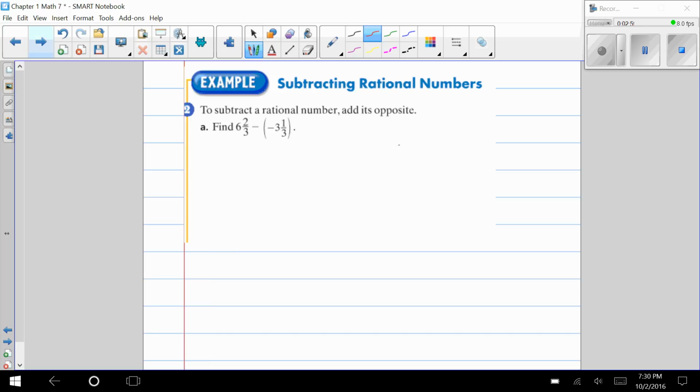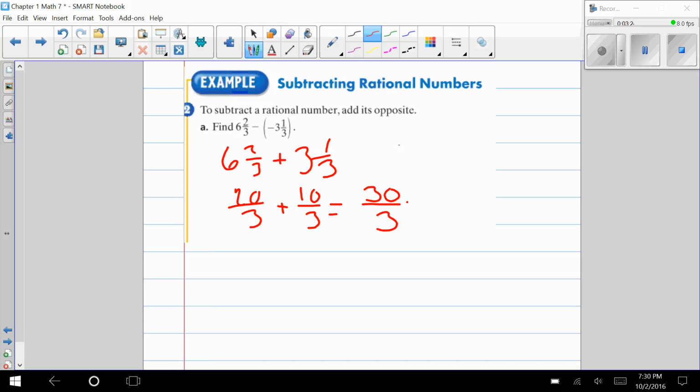To subtract, just like with integers and decimals, we add the opposite. This problem becomes 6 2/3 plus positive 3 1/3. Let's rewrite these as improper fractions. 6 2/3 becomes 20/3. 3 1/3 becomes 10/3. Add my numerators and I get 30. My denominator stays the same. 30/3 reduces or simplifies to just 10. My answer is 10.